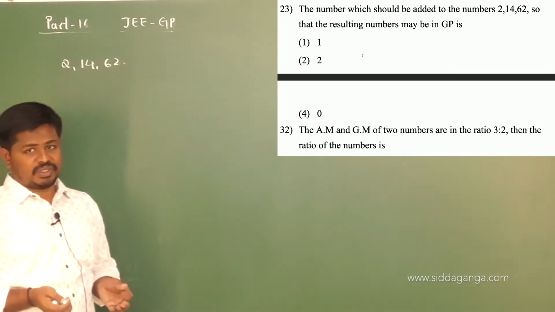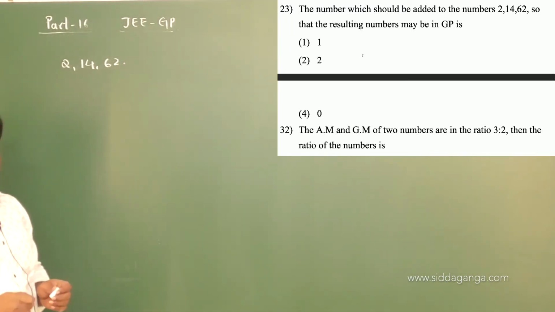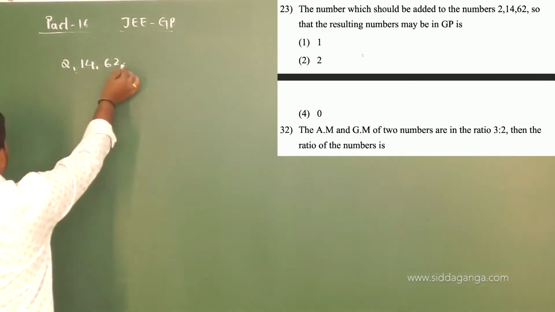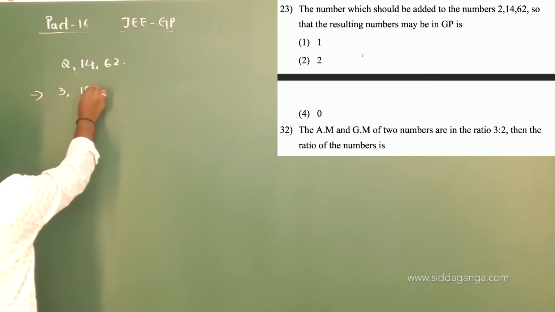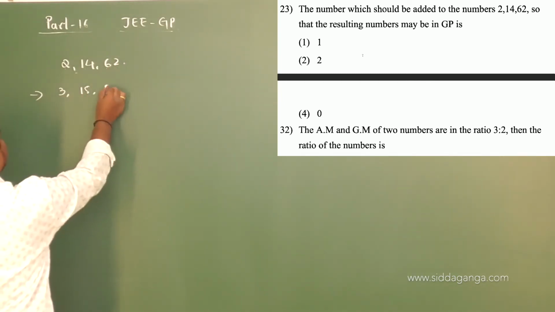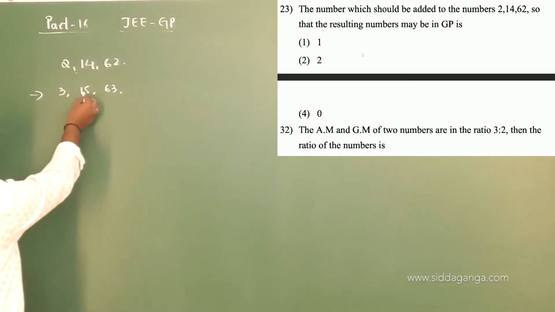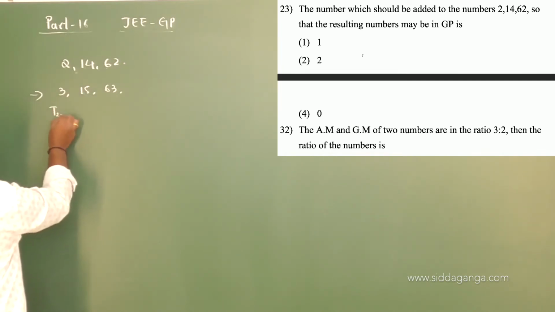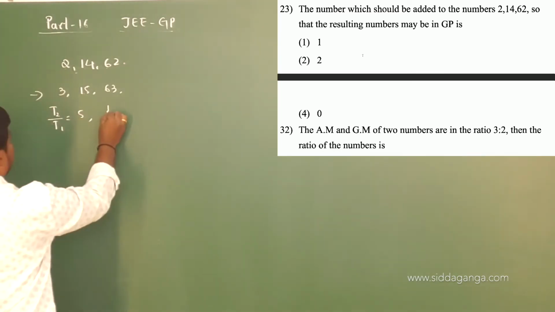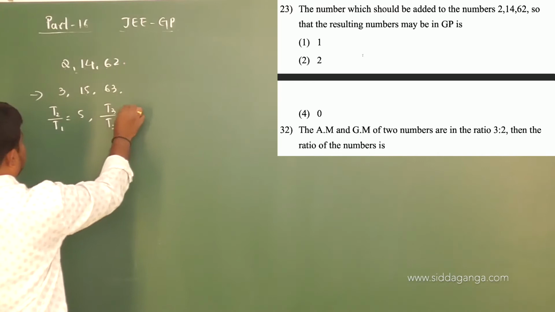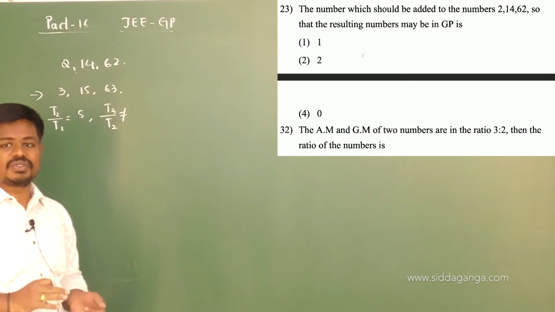Let me verify that. No need to solve, just let me verify. Let us take the first option, 1. When you add 1 to all these numbers, what happens? 2 plus 1 gives 3. 14 plus 1 gives 15. 62 plus 1 gives 63. Let us check whether this is GP or not. T2 by T1 is 15 by 3, that's 5, right? But T3 by T2 doesn't give 5 because 63 by 15 doesn't give 5. So this is not a GP. I mean the first option is wrong.